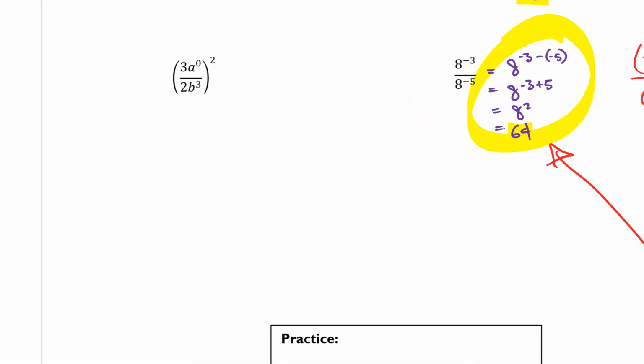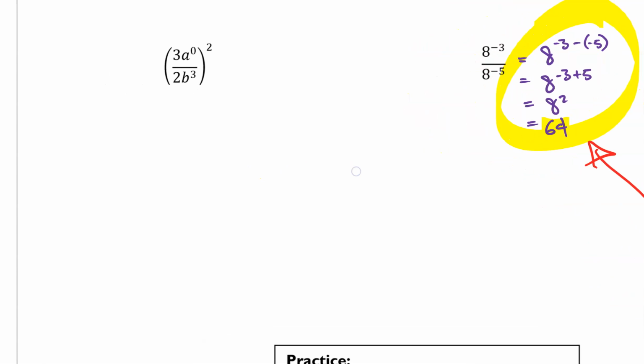Let's talk about the last one here. Let's bring it home. Okay, 3a to the exponent 0, all divided by 2b to the exponent 3, all to the exponent of 2. So let's look inside the bracket, because we've got to do BEDMAS in that order. And 3a to the exponent 0 over 2b cubed, I can rewrite that. I'm going to write it like this, actually: 3 over 2b cubed. Why? Because a to the exponent 0 is 1, and that's 3 times 1, which is 3, right? I still have the 2 here.